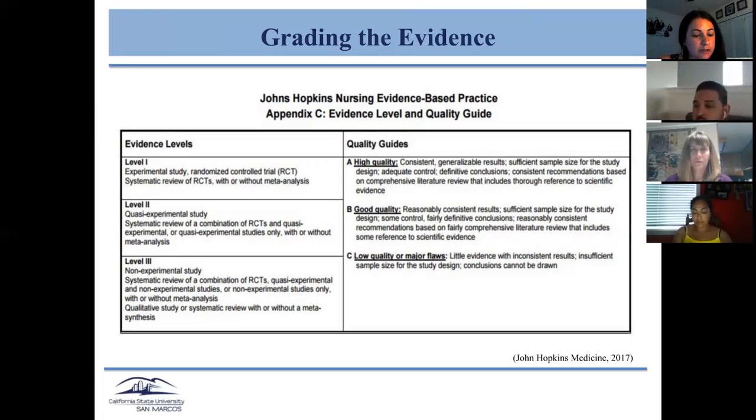To grade the quality level, high quality means consistent, generalizable results, sufficient sample size, adequate control, definitive conclusions, and consistent recommendations based on a comprehensive literature review that includes thorough reference to scientific evidence. Good quality means reasonably consistent results, sufficient sample size, some control, fairly definitive conclusions, and reasonably consistent recommendations based on a fairly comprehensive literature review that includes some reference to scientific evidence. And low quality is little evidence with inconsistent results, insufficient sample size, and conclusions that cannot be drawn.